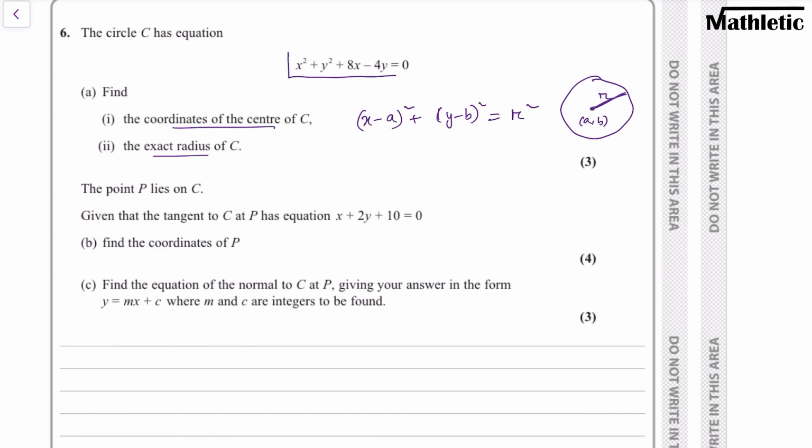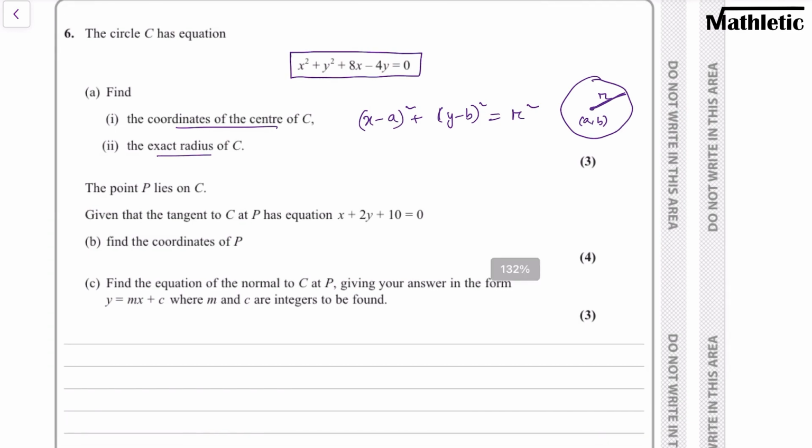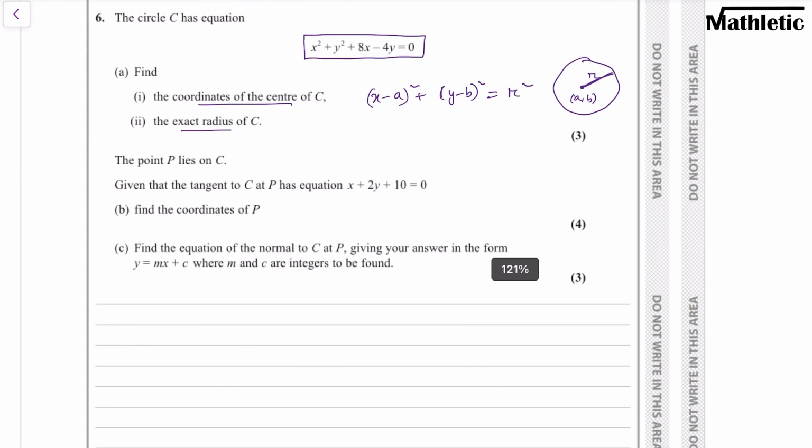So the given equation has to be converted into this format. So for that, we need to use the concept of completing square. I have a separate video for explaining the completing square concept, so I will be adding the link in the description box. For 6A1, we will start with the completing square concept.